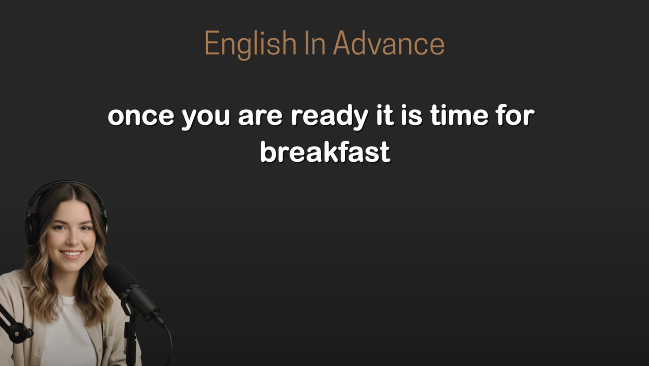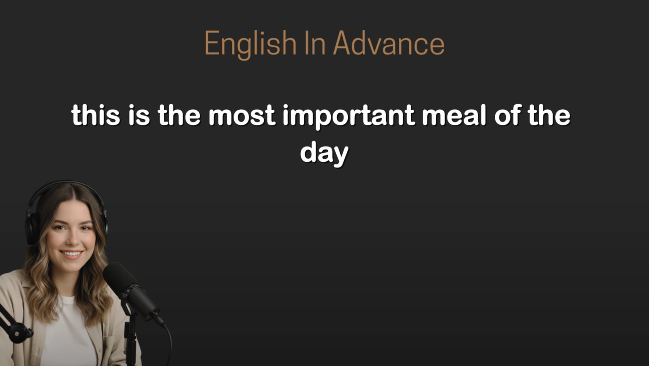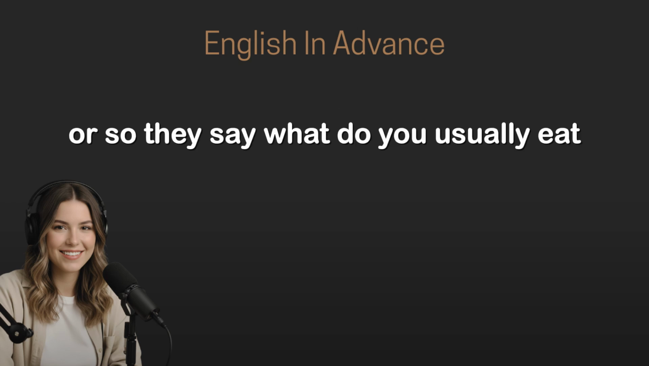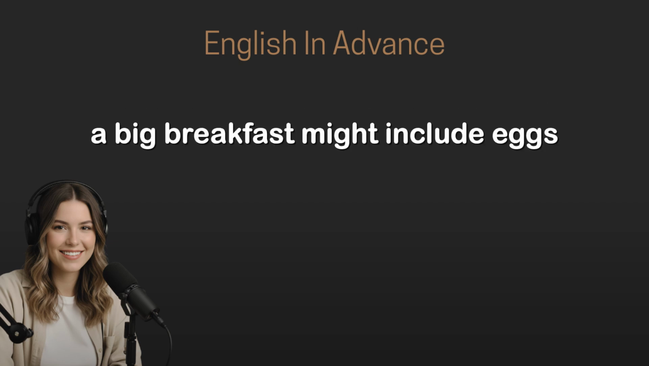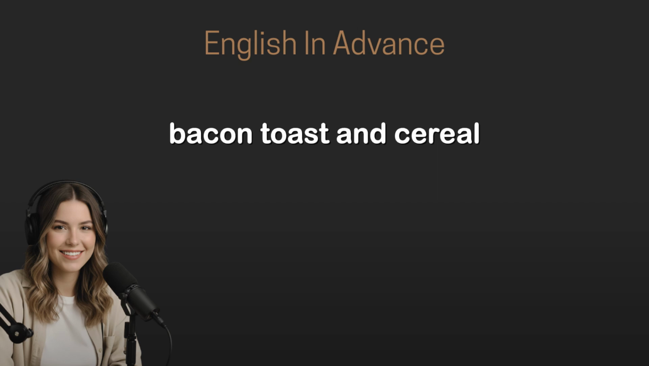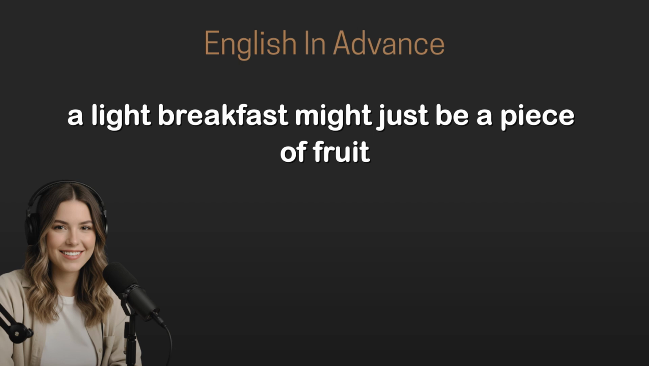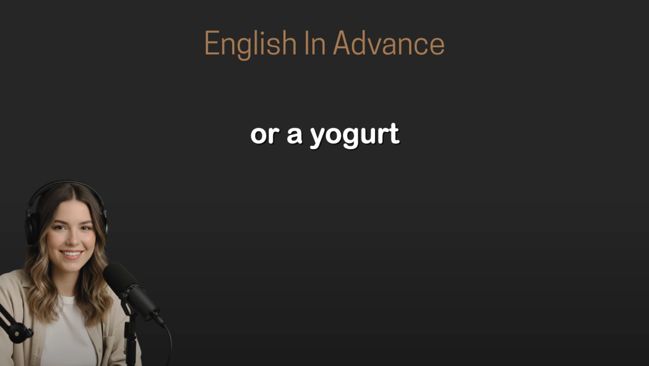Once you are ready, it is time for breakfast. This is the most important meal of the day, or so they say. What do you usually eat? Do you have a big breakfast or a light breakfast? A big breakfast might include eggs, bacon, toast, and cereal. A light breakfast might just be a piece of fruit or a yogurt.